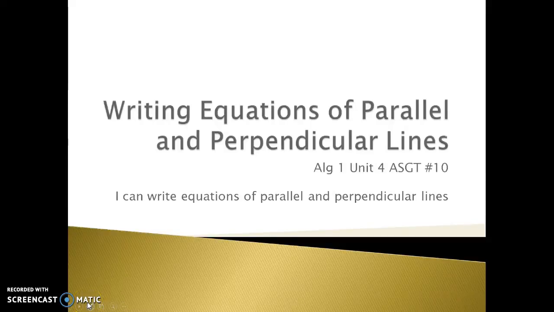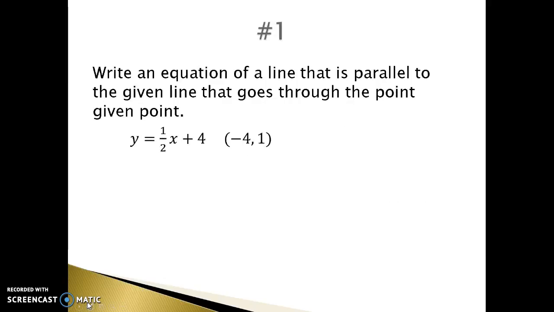All right, well today we're going to be writing equations of parallel and perpendicular lines. So let's go ahead and get started here. It's assignment number 10. It says write an equation of a line that is parallel to the given line that goes through the given point. So the first thing we have to determine is what is the slope of this line. And we know because it's in slope-intercept form that the slope here is a half.